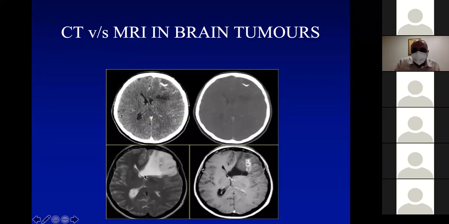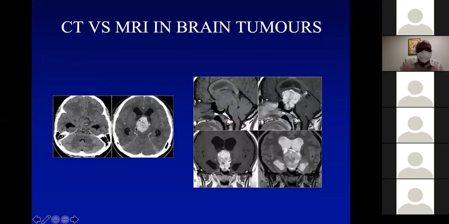This is the same patient with MRI examination. You could easily identify the abnormal area. You could see that this abnormal area on following contrast is inhomogeneously enhancing. It is causing a mass effect. It is causing compression of the left lateral ventricle with midline shift towards the right side.